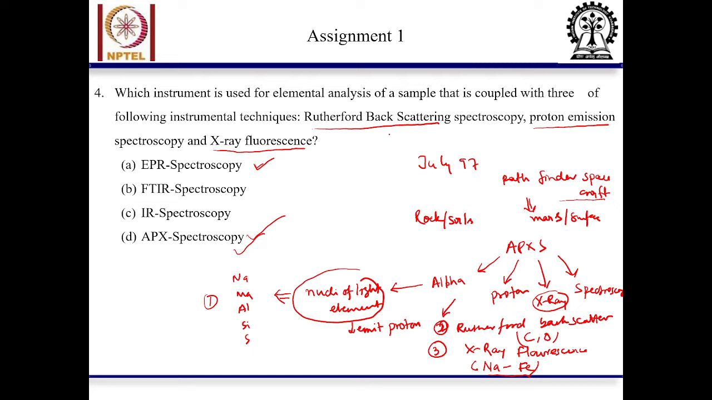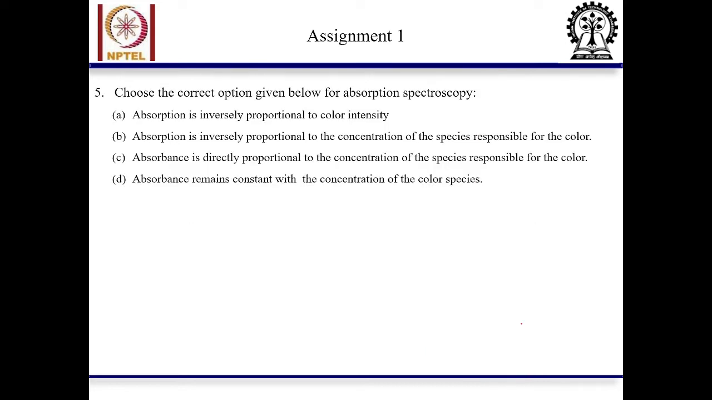One is the Rutherford backscattering, through which we determine the carbon and oxygen. Other is the proton emission, because alpha will interact with the nuclei of the light elements, through which we determine the sodium, magnesium, aluminum, silicon, and sulfur. And the third process is the X-ray fluorescence, which helps to determine sodium to iron.